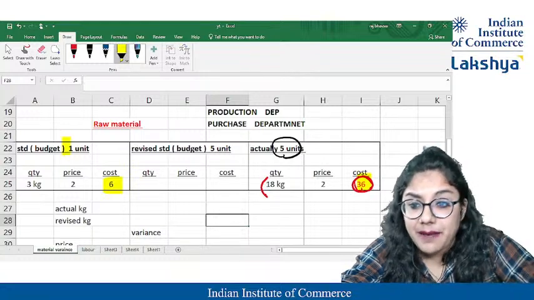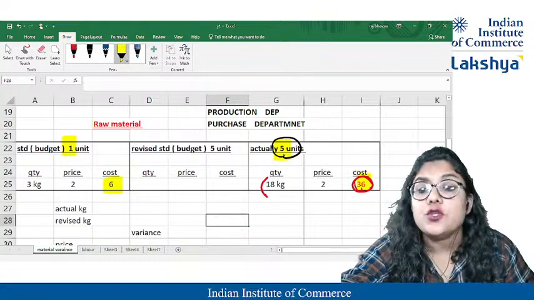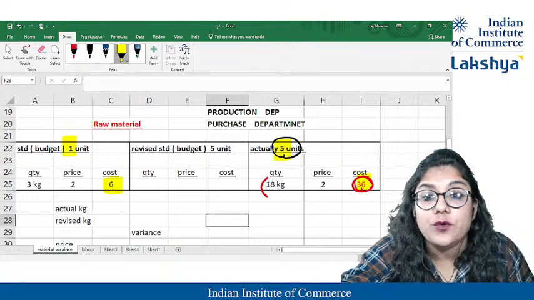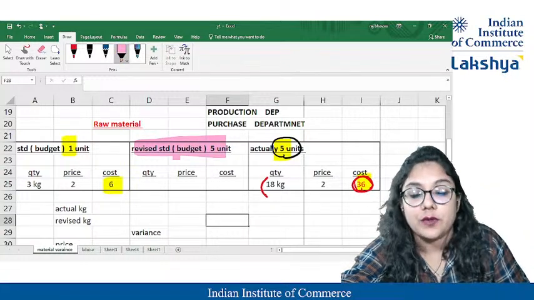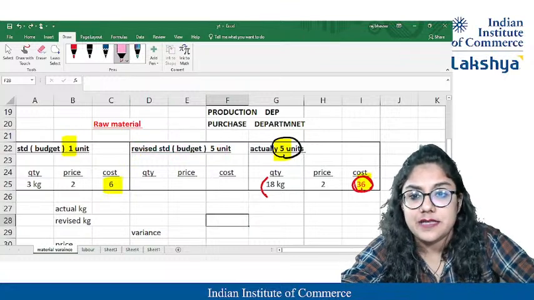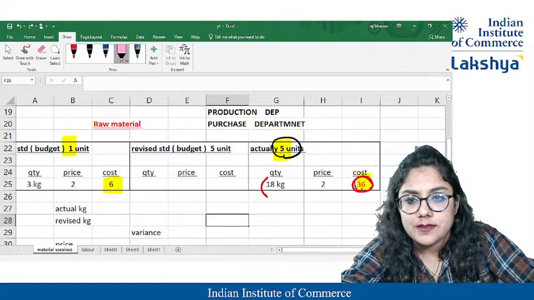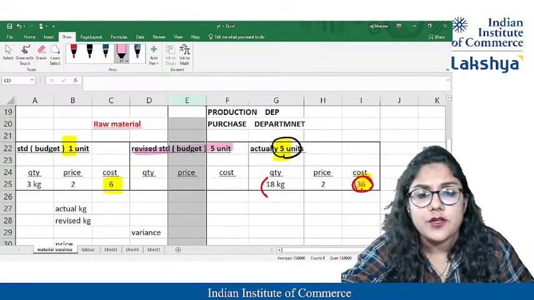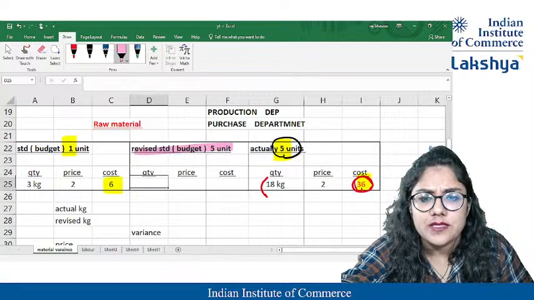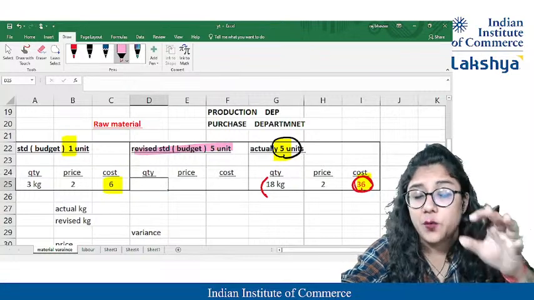Ma'am, you will say, it is for 1 unit and this is for 5 units. So make a revised standard for 5 units. Okay, I'll make a revised standard for 5 units. If it is for 5 units, can you tell me how much quantity is required?